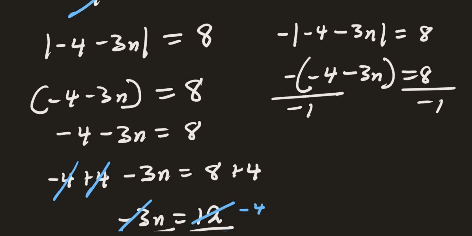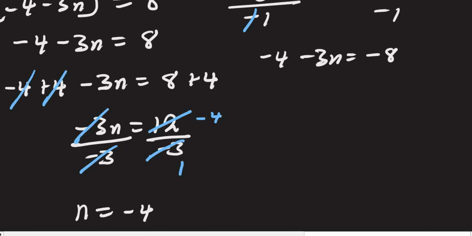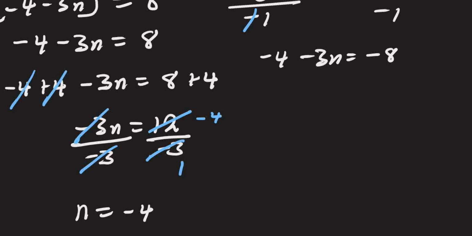and negative is going to cancel negative from here. So negative 4 minus 3n is equal to 8 divided by negative 1, and that gives you negative 8. So now to isolate negative 3n, we have to add 4 to both sides. So negative 4 plus 4 minus 3n is equal to negative 8 plus 4.